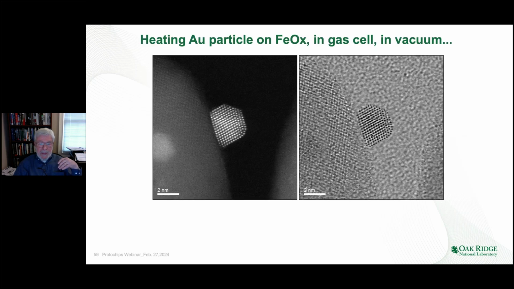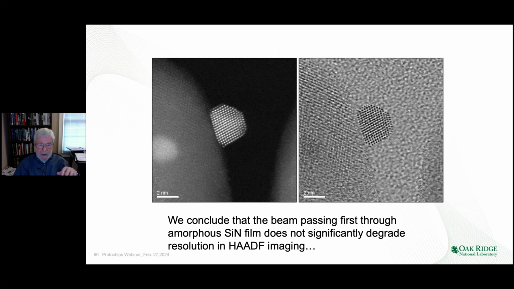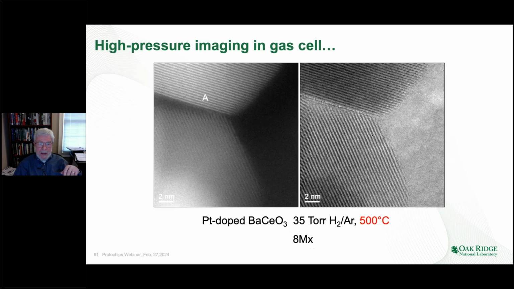Okay, won't spend time on this. This just shows how the resolution is not degraded by going through the silicon nitride film.